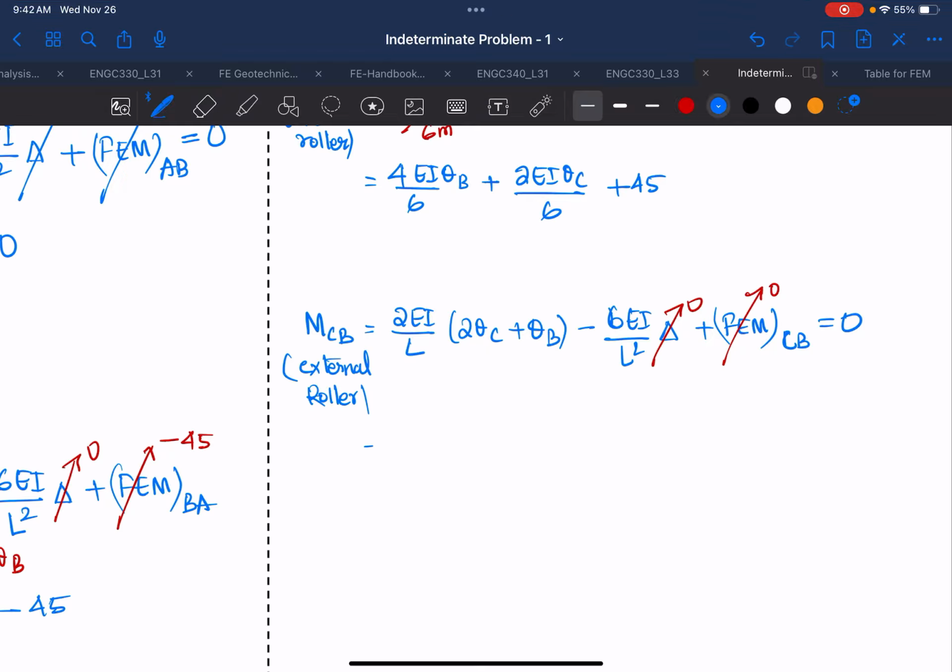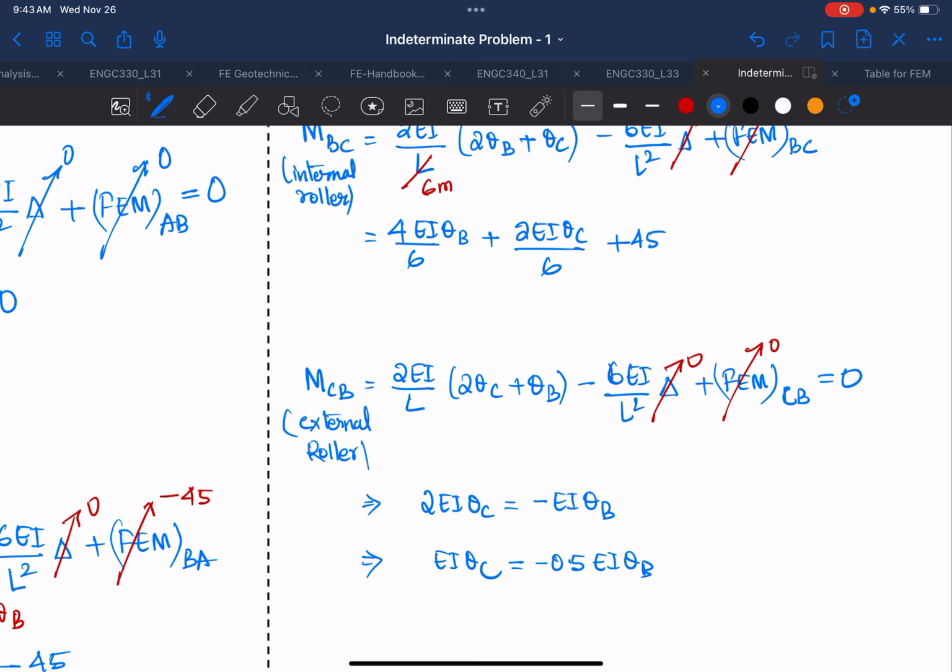So finally you can write that 2 EI theta C will be equal to minus EI theta B. So you can find that EI theta C will be equal to minus 0.5 EI theta B. And so if you finally replace this value here with minus 0.5 EI theta B, you'll find that this will be equal to 3 over 6 EI theta B plus 45, and this will be 0.5 EI theta B plus 45.